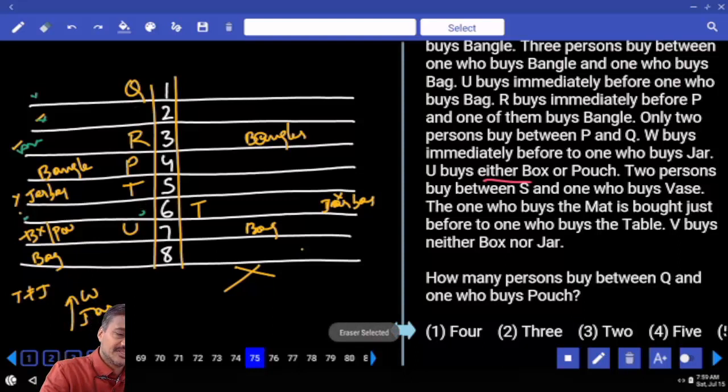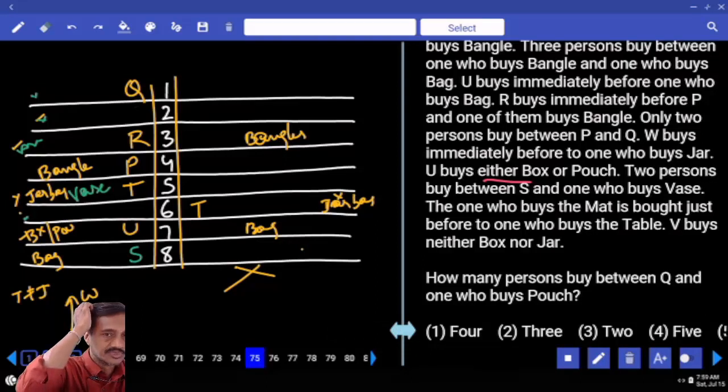If S cannot be here, then what is the only possibility left over? S must be here. Now if S is here, now vase. Now who must buy the vase here? T must buy vase. And between S and vase there must be exactly 2 people. As this next one. And W is immediately before the one who buys jar. Now W before what? Before jar. And where should this jar be? Jar must be here. If jar is here, W is here. All the persons are completed.